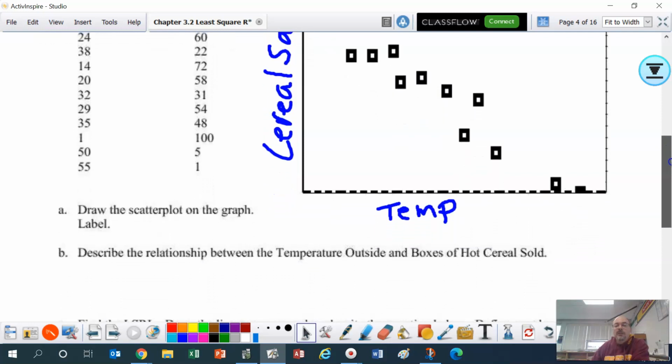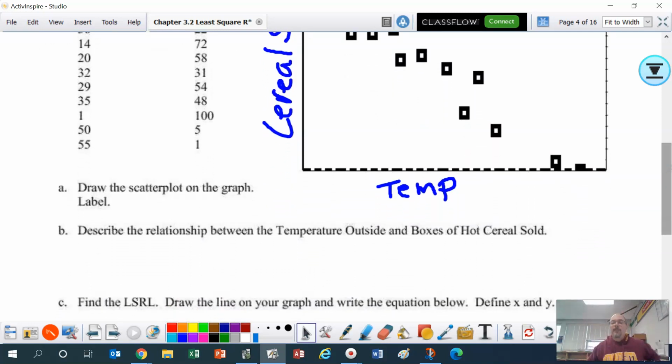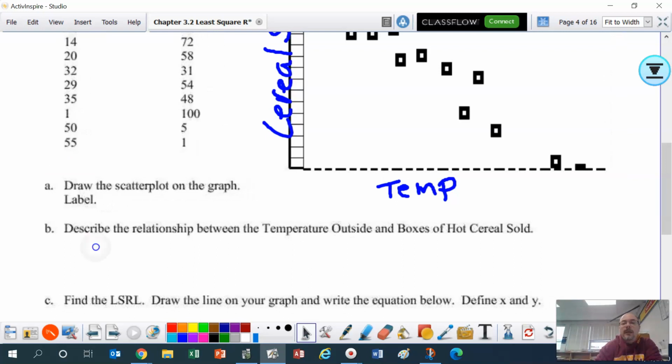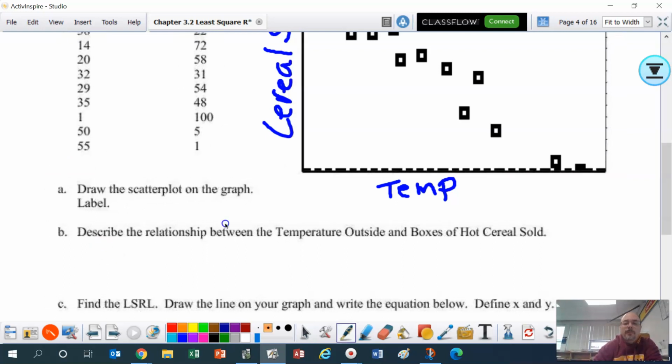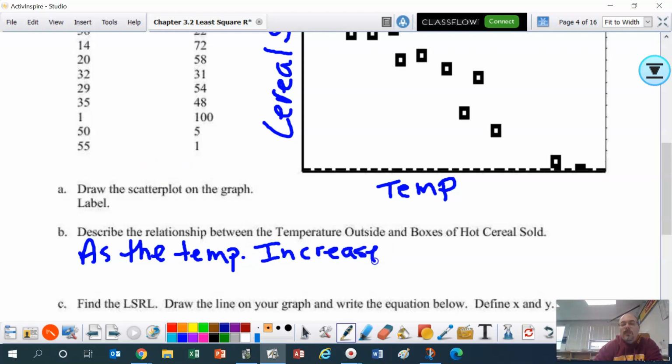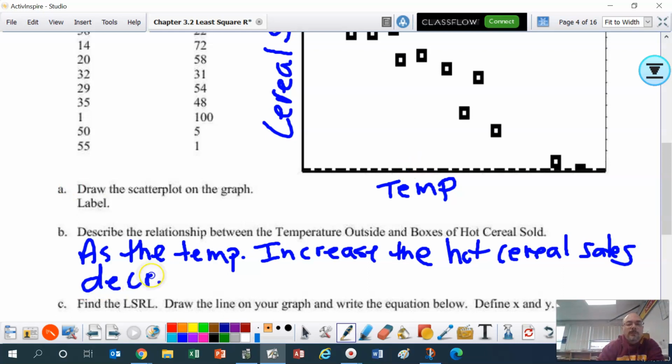So we're going to describe the relationship between the temperature outside and the boxes of hot cereal sold. All right, so hot cereal like oatmeal, things like that. So as the temperature increases, the hot cereal sales decrease. Well, think about it.